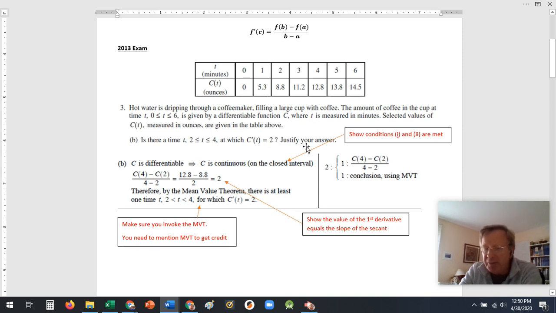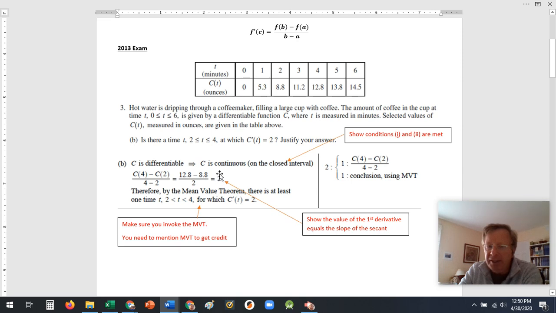So justify your answer should make you think of a theorem. Here's the solution. C is differentiable, therefore it's continuous on the closed interval. Conditions 1 and 2 are met. Then compute the slope of the secant between 4 and 2. So it's y2 minus y1 over x2 minus x1.